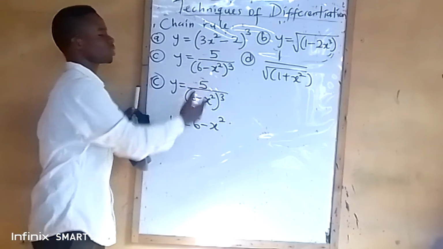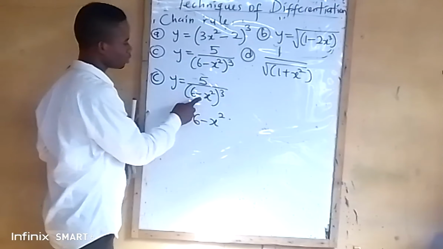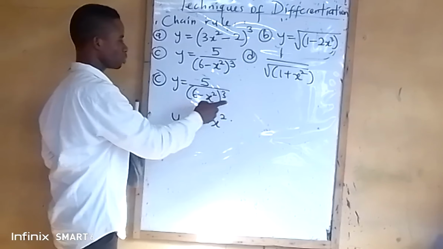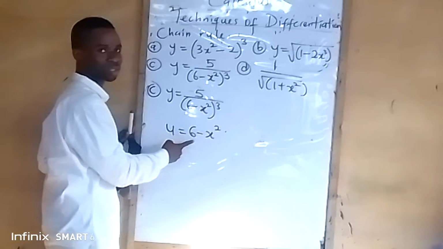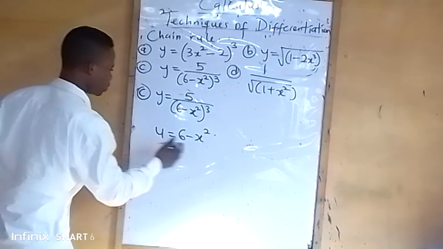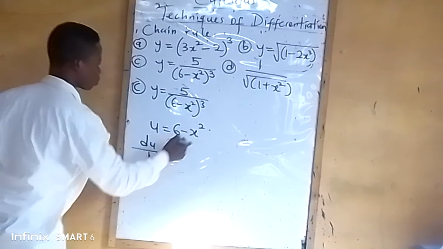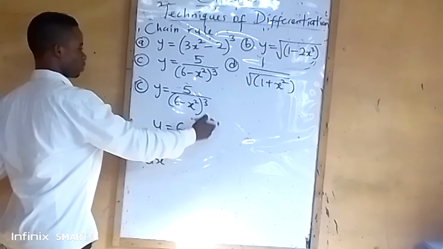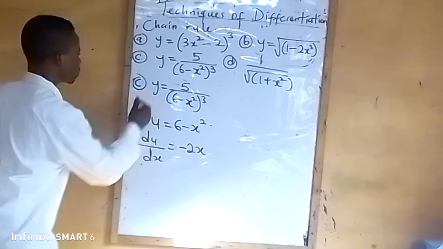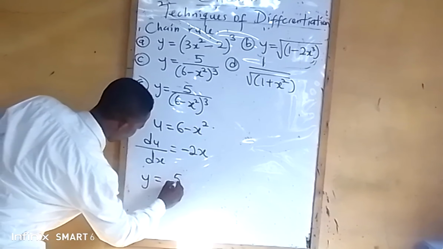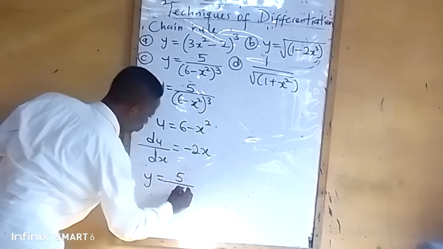Are they not standing in front of divisions? Yes, you can use the quotient rule. But for the fact that you see a function of a function here, you are advised to go with this. So that means du/dx equals, 6 is 0. You differentiate this one to give us minus 2x. Now that means y equals 5 all over u. Don't forget this one has turned to u raised to power 3.